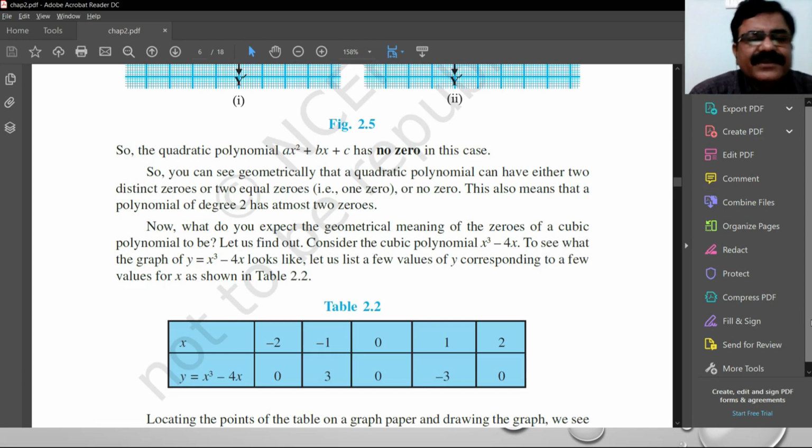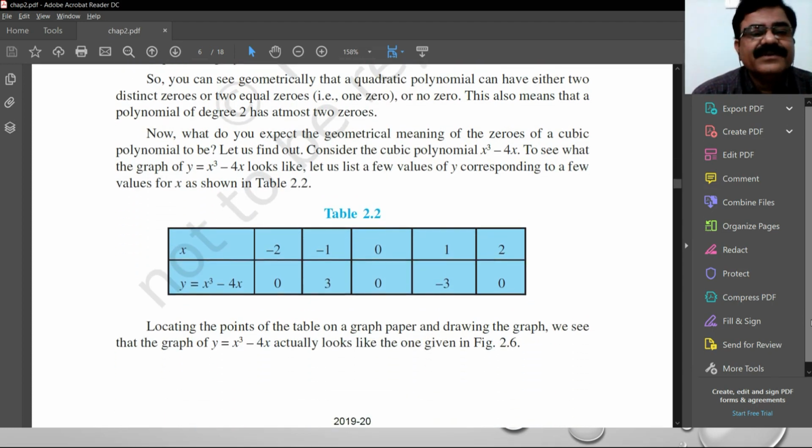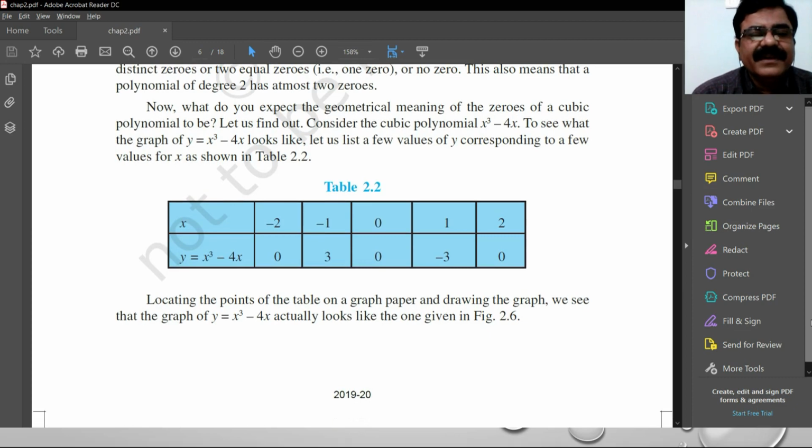Now, what do you expect the geometrical meaning of the zeros of a cubic polynomial to be? Let us find out. Consider the cubic polynomial x cube minus 4x. To see what the graph of y is equal to x cube minus 4x looks like, let us list a few values of y corresponding to a few values of x as shown in the table. If x is equal to minus 2, y is equal to 0. At x equal to minus 1, y is equal to 3. At x equal to 0, y is equal to 0. At x equal to 1, y is equal to minus 3. At x equal to 2, y is equal to 0.